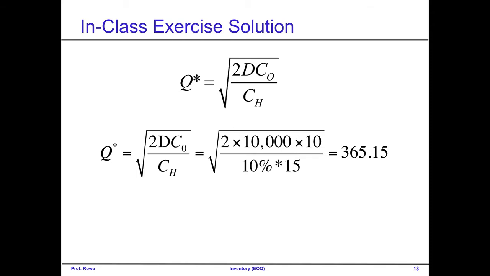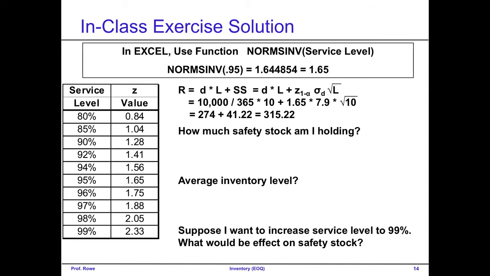365.15. Now, the next question would be how to calculate the reorder point. The reorder point is going to be D times L plus our safety stock. We know our safety stock formula is Z times the standard deviation of demand times the square root of L. So our D, we had 10,000 units per year. We said that there were 365 days per year, and our lead time was 10 days. So what do we see? Our units of measure cancel out, and so we just come up with a quantity, number of units on this side.